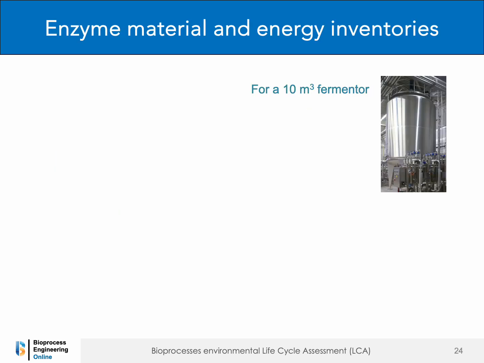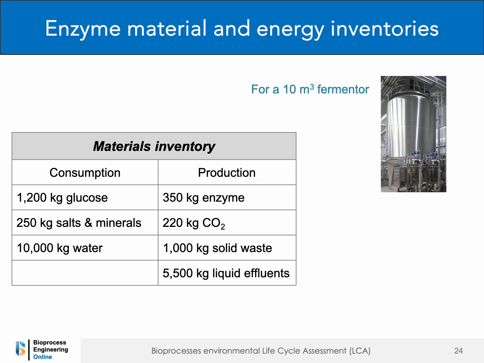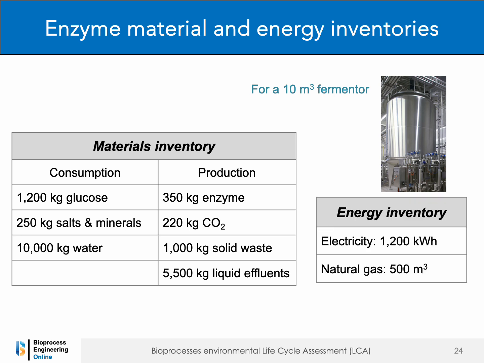The enzyme bioprocess material and energy inventories are established on a production plant with a 10 cubic meter fermenter. Under current operational conditions, a batch operation utilizes 1,200 kilograms glucose, 250 kilograms salts and minerals, and 10,000 kilograms water. It produces 350 kilograms of enzyme, 220 kilograms of CO2, 1,000 kilograms of solid waste, and 5,500 kilograms of liquid effluents. For the equipment operation, the process consumes 1,200 kilowatt-hours electricity and 500 cubic meters gas.